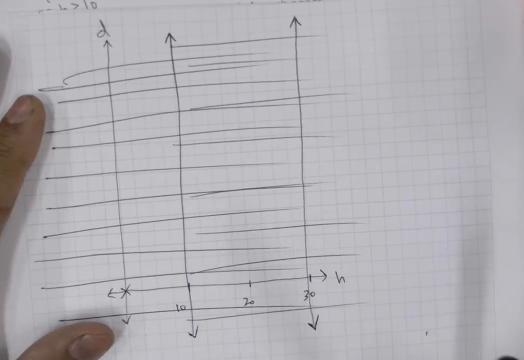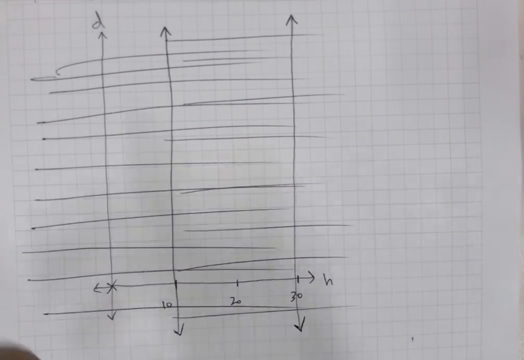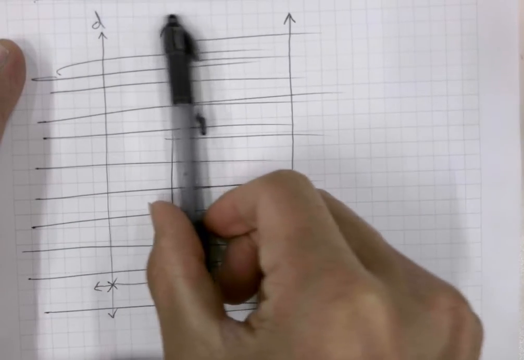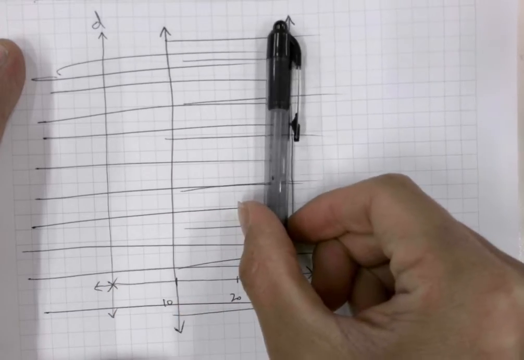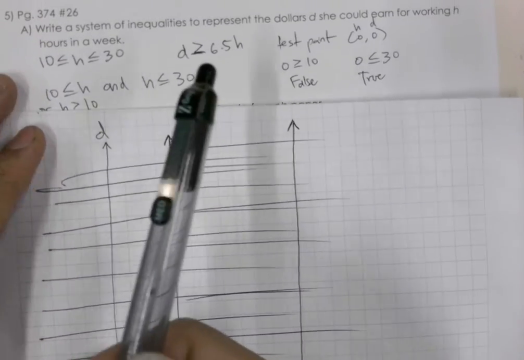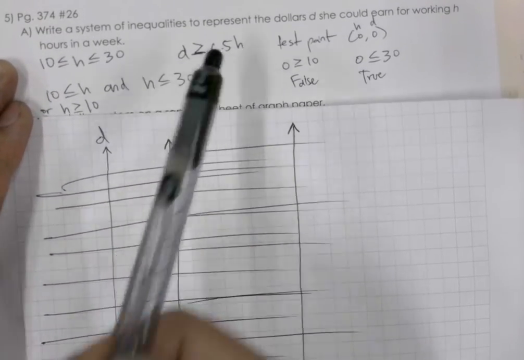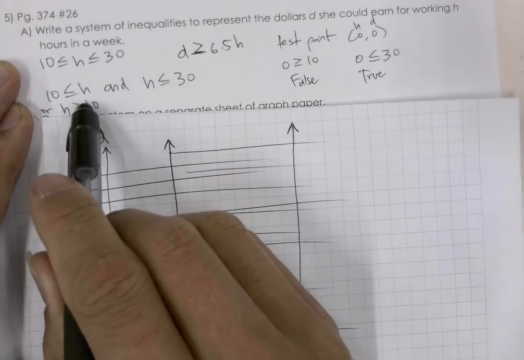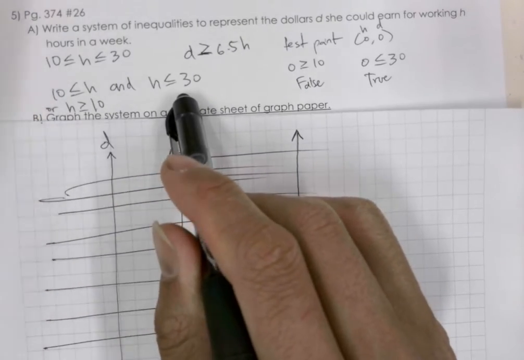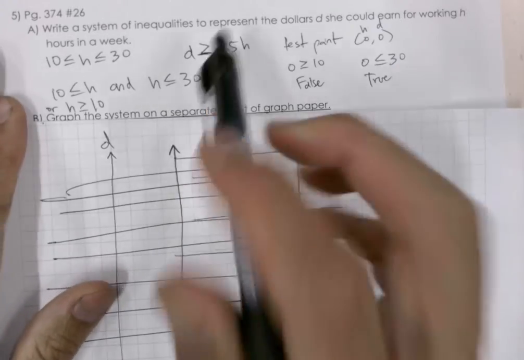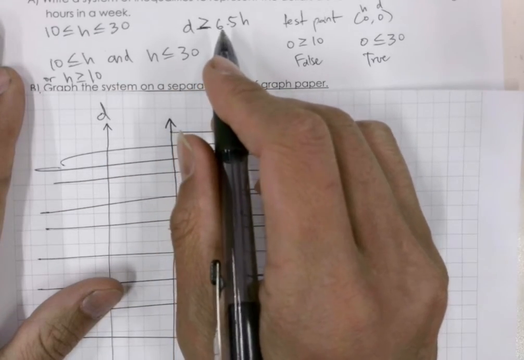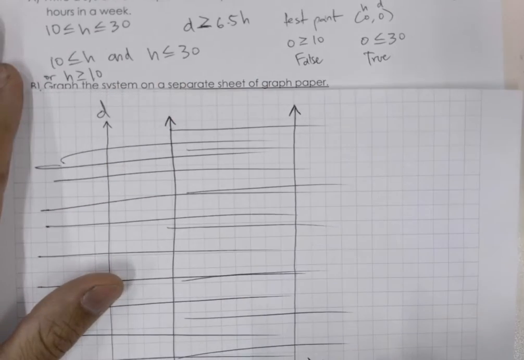So far, what is our solution? It's the overlap. It's right here in the middle between 10 and 30. However, we still have a third inequality in the system. We have inequality 1, inequality 2, and inequality 3. So let's go ahead and graph inequality 3.